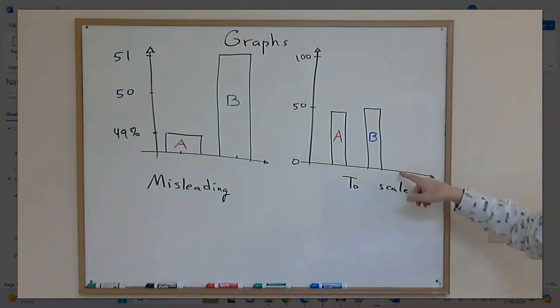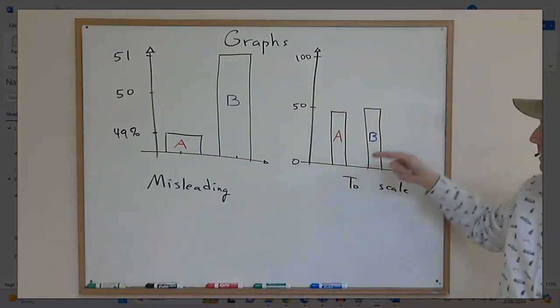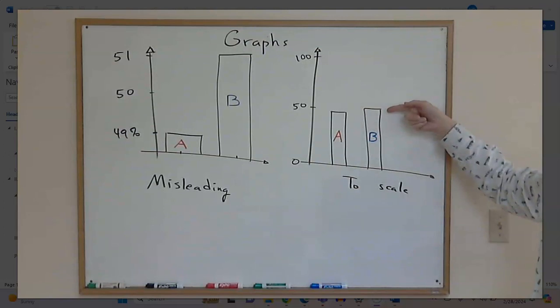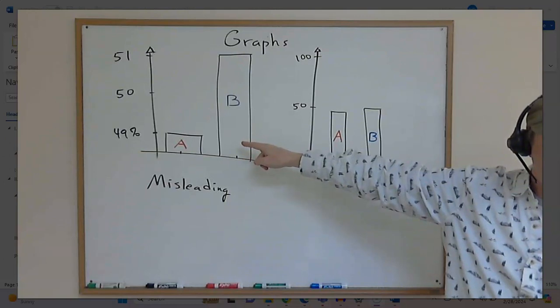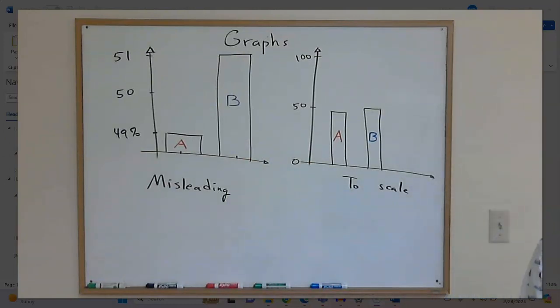This would be a more fair representation if we actually make the scale go from 0 to 100%. And when we put those bars side by side, the 49 and the 51 actually look pretty close to each other. I see what you're trying to do there, brand B marketers. So we've got to watch out for misleading graphs. It's another misuse of statistics.